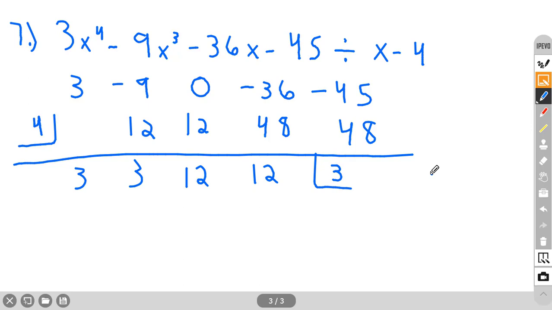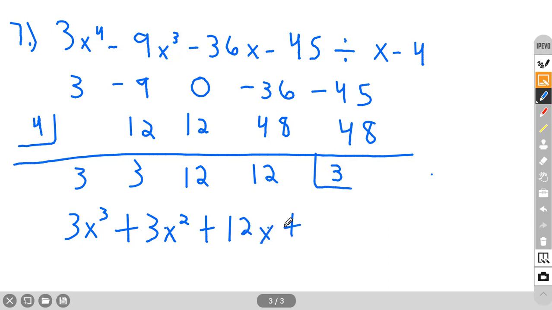So now that I'm done with my synthetic division, I go ahead and write in my answer. So this would be 3x, take it down by power of 1. So that'd be 3x to the 3rd plus 3x squared plus 12x plus 12 plus 3 all over x minus 4. And that would be your answer.